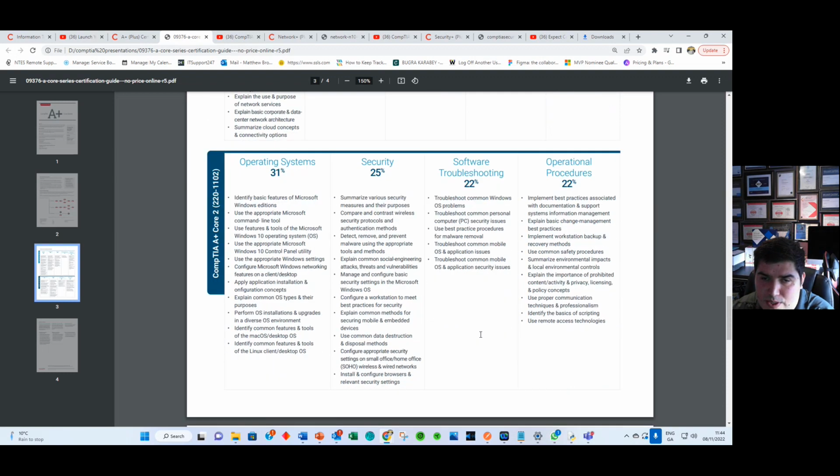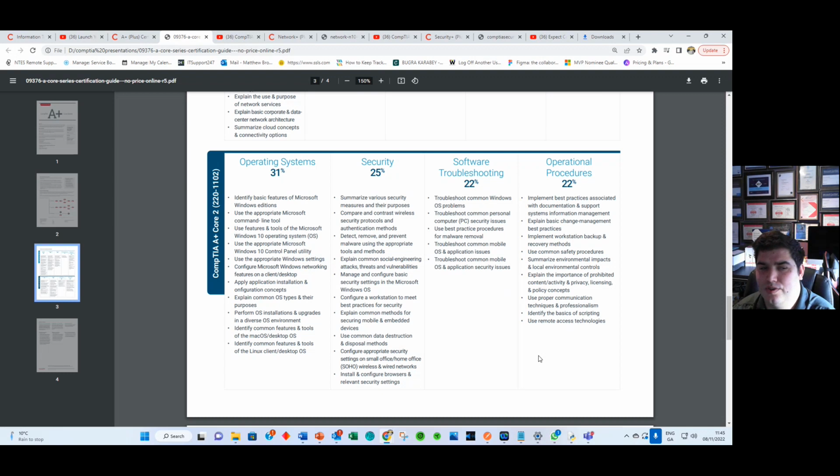So core two is quite heavy. So operating systems are 31% of core two. You are going to need to understand the different types of operating systems. The reason I say this is 31% of your exam.